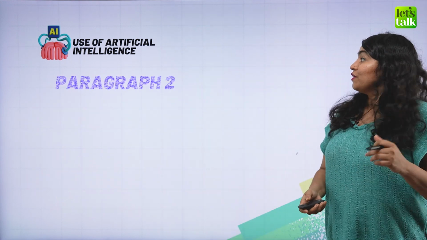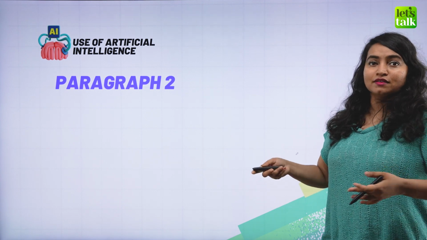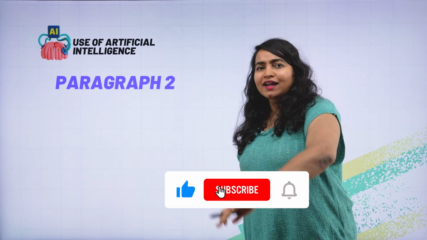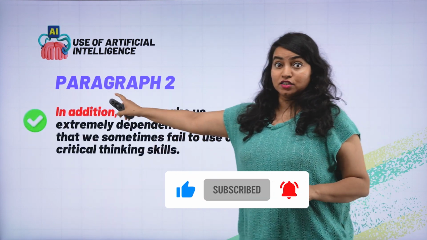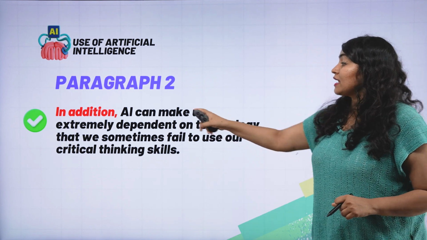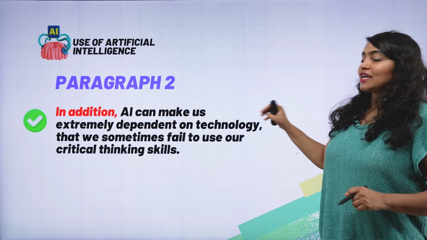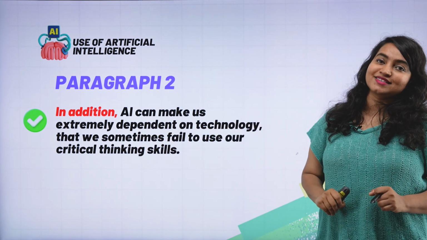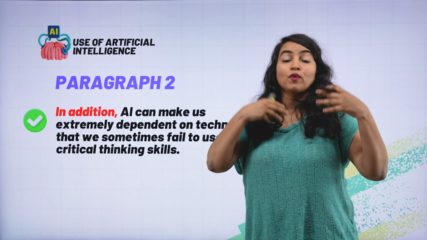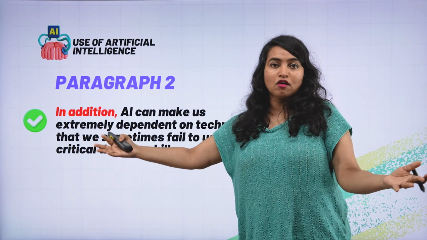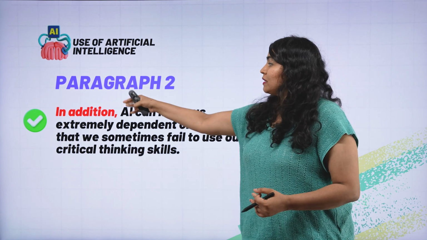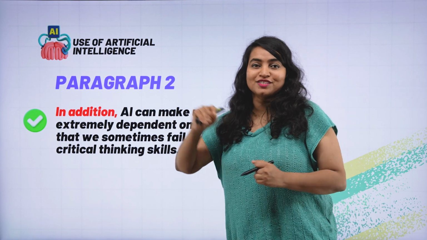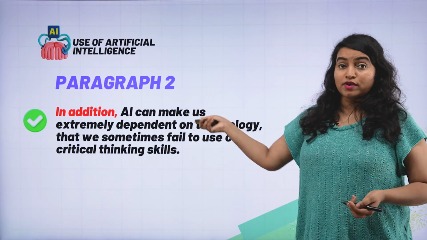Okay, this is a very nice way of introducing the actual concept. All right, now you also have another paragraph, right? Because you have to talk about more things with relation to artificial intelligence. So you add extra things. You can say, in addition, AI can make us extremely dependent on technology, that we sometimes fail to use our critical thinking skills. Now, maybe in the first paragraph, you went on to explain the advantages of artificial intelligence. But then in the second paragraph, you wanted to give more. And here you talked about the disadvantages. So the words that you see in red, what are they?